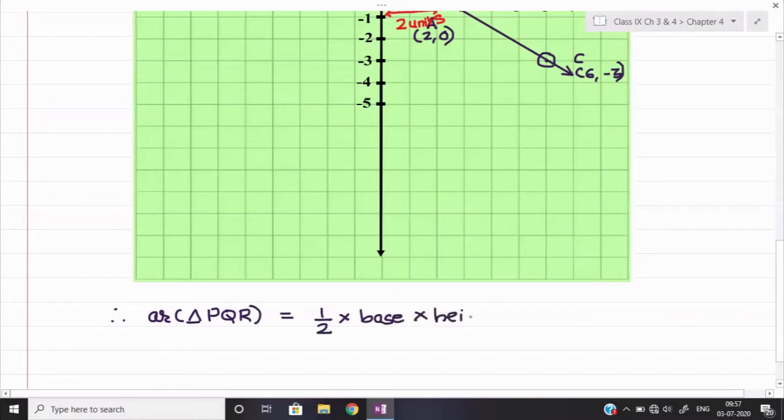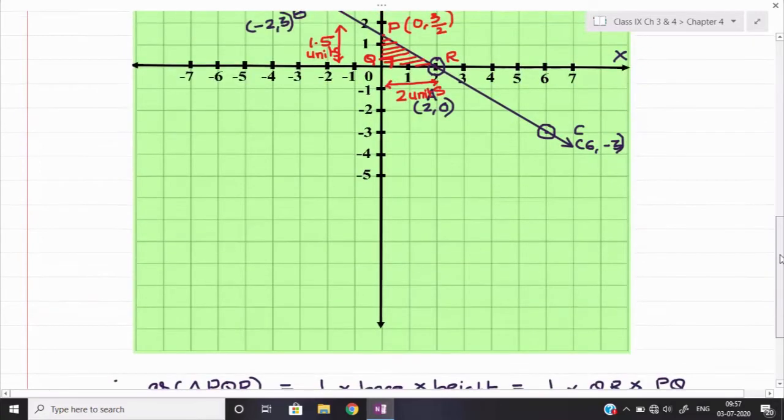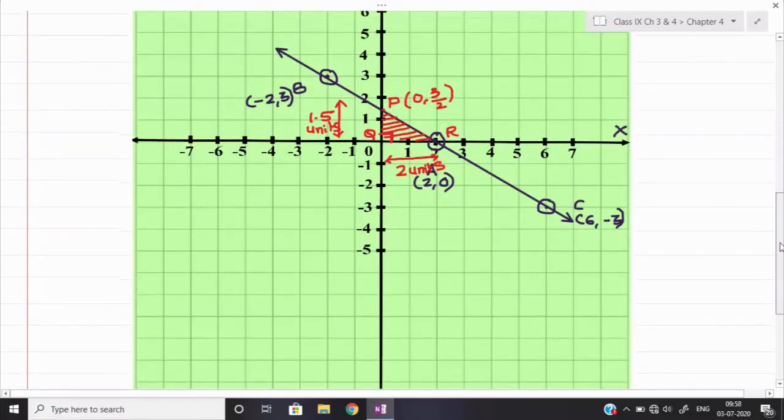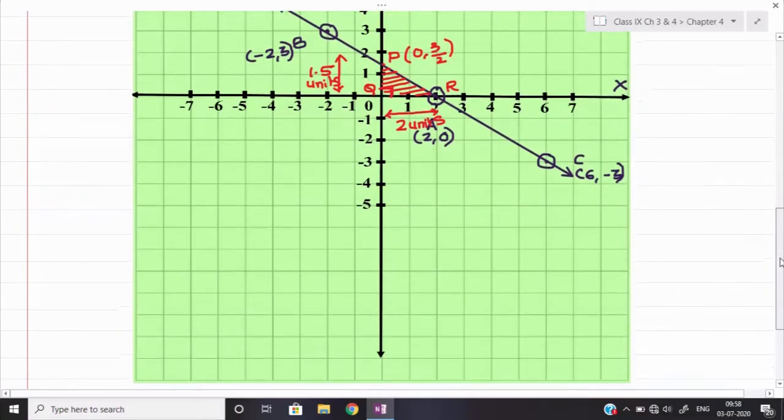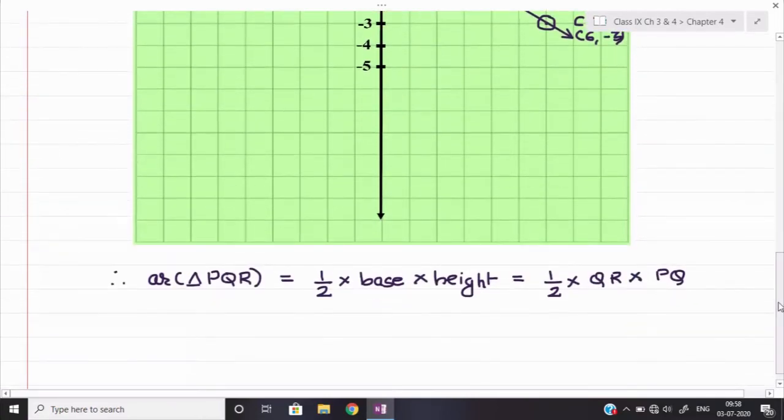Okay, and according to the figure, who is my base and who is my height? So see, according to the figure, the base is QR and height is PQ. Once we can check, is it so? Yes, base is QR and height is PQ. Value of PQ we have 1.5 units and value of QR is equal to 2 units. So we shall put up the value here, 1 upon 2 into value of QR, that is 2, and value of PQ, that is 1.5.